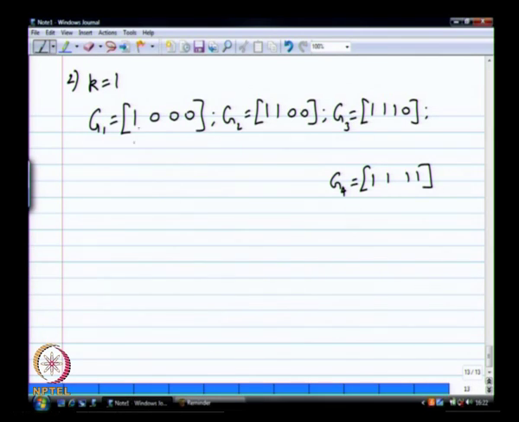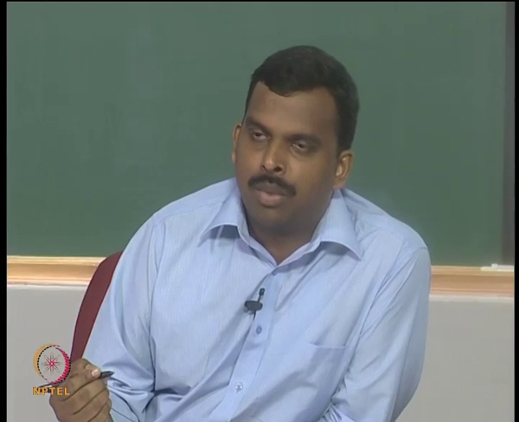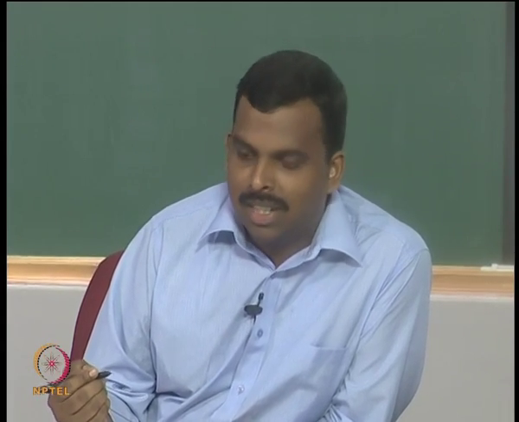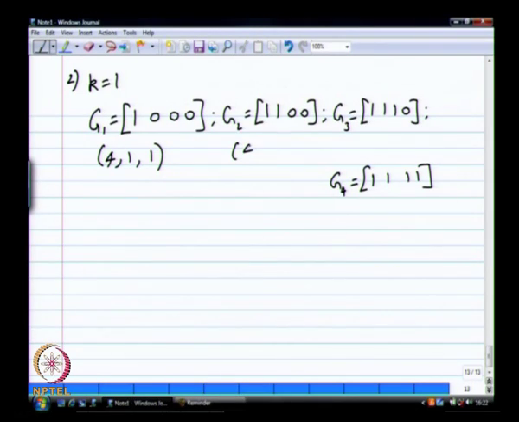And what would be the parameters for these codes? 4 comma 1 comma 1. How did I get that 1? Remember, each of these codes has just 2 code words. One of them is all 0, and I do not have to consider that in the minimum distance computation. The other code word is what is in that row itself. So clearly that is just 1. So what about the others? 4 1 2, 4 1 3, and this one is 4 1 4.